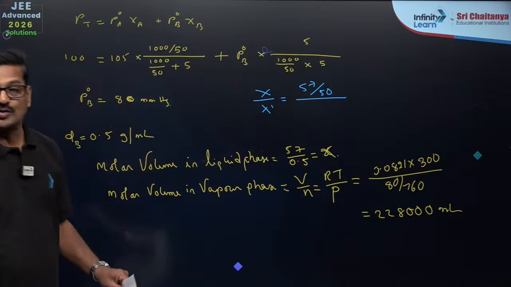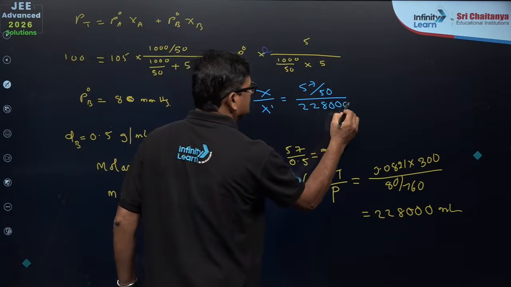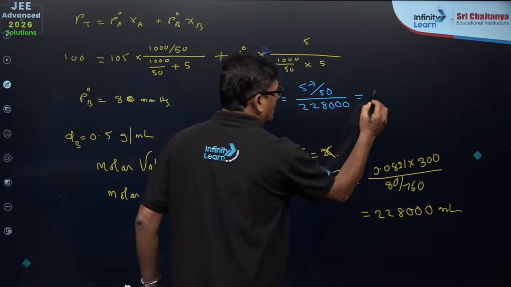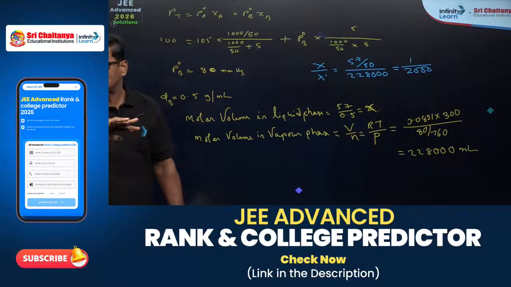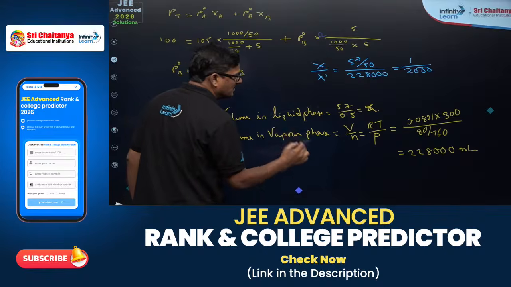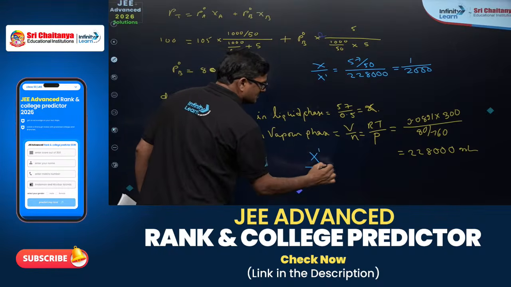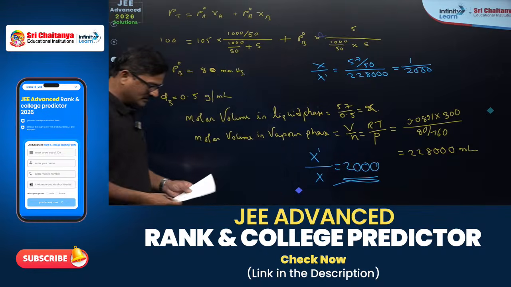upon 228,000, and if you do so, you are going to get 1 upon 2000. As the time is very less, I just want to simplify it as quickly as possible. The question is asking about x dash, and x is going to be 2000. So, one question answer we already got.